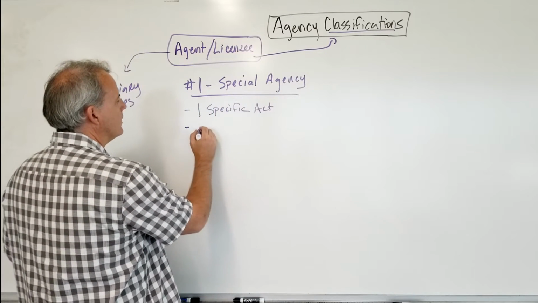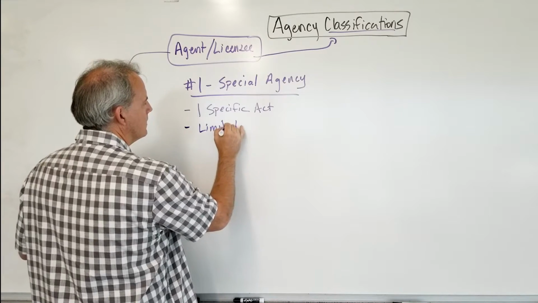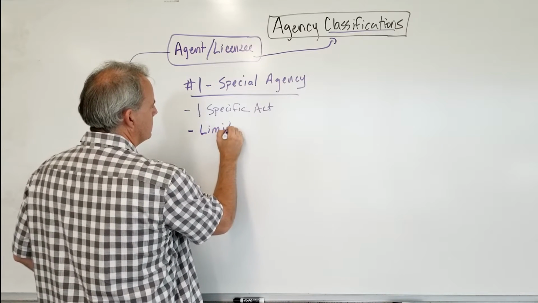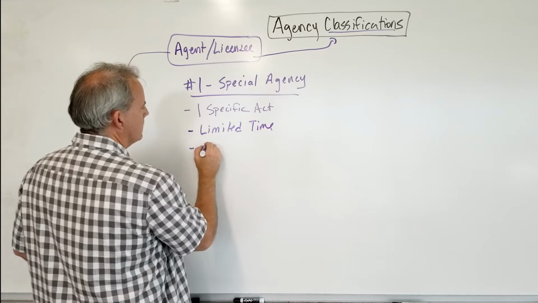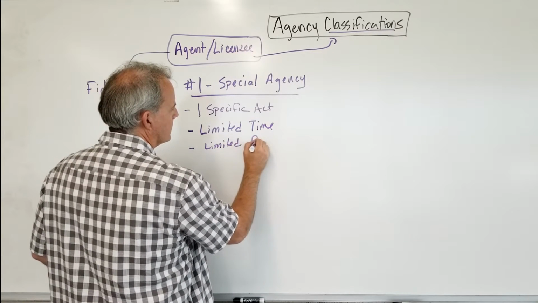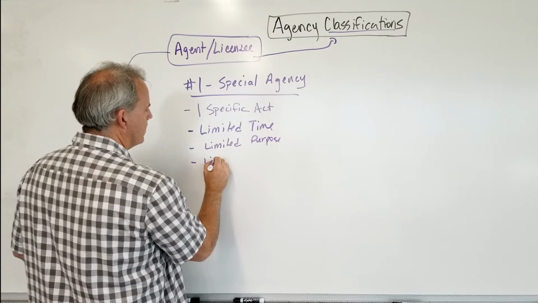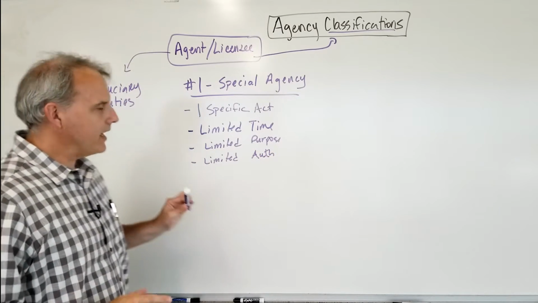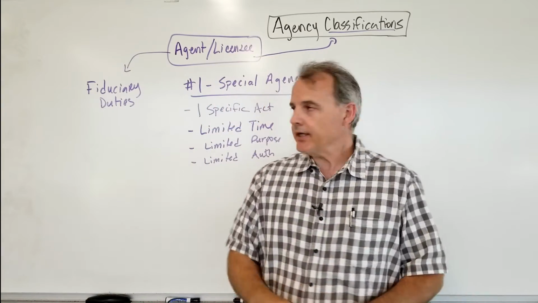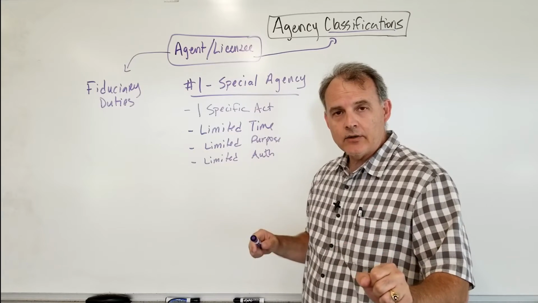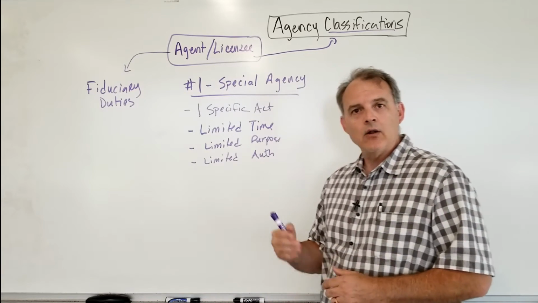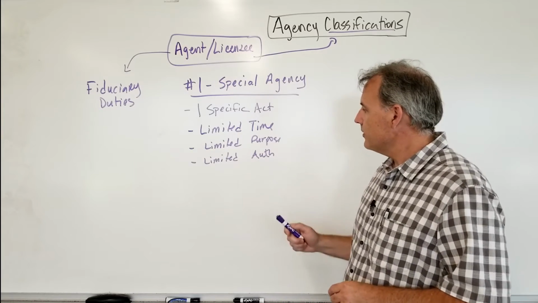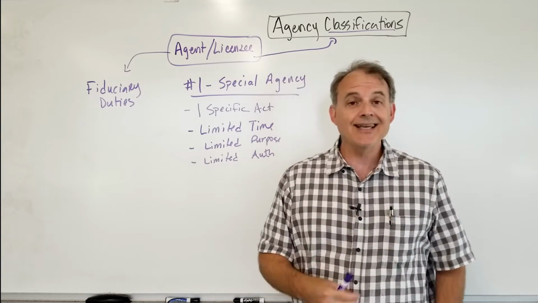It also requires that there is a limited time, a limited purpose, and a limited authority. Let's look at each one of these. One specific act: my job is to sell the house. However, I have a limited amount of time to sell that house, and that is determined by the listing contract and how long that listing contract is. A limited purpose: again, the only job I have is to sell that property. And then limited authority: I cannot speak on behalf of my client in any way.